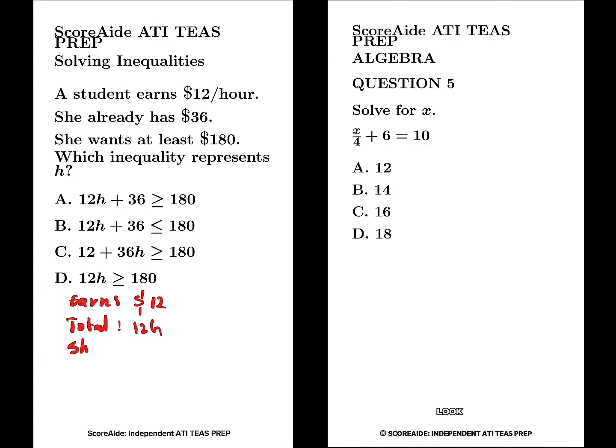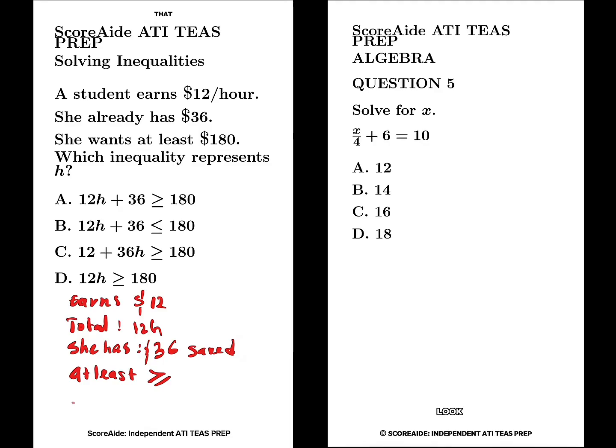She has $36 saved in her account, right? So this one is already saved, right? That is saved already. So if you wanna lease $180, so at least in mathematics, if you wanna lease $180, so at least it's gonna be greater than or equal to, right? So that is in mathematics, at least is greater than or equal to.